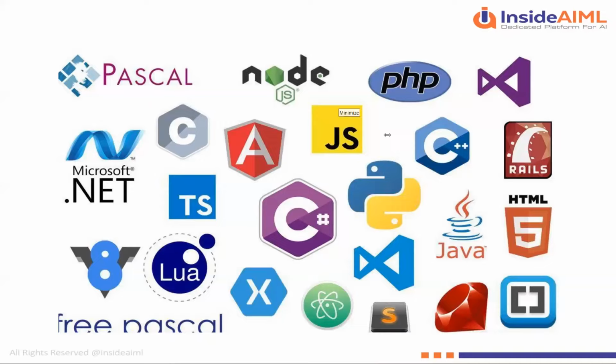Okay, great. So there are so many languages that we have: JavaScript, Python, C, C++, C Sharp, Ruby on Rails, HTML, and all of these languages. But mostly people are moving towards Python. Most of the tech giants like Google and Microsoft are moving towards Python.